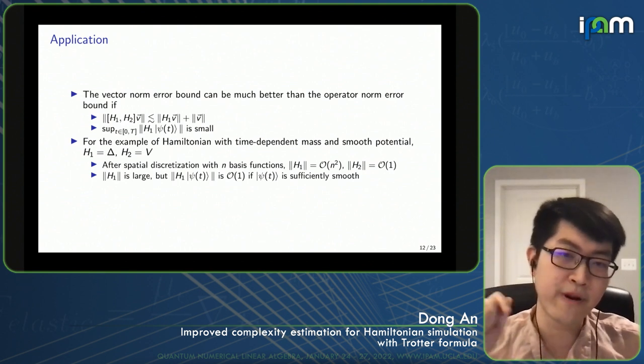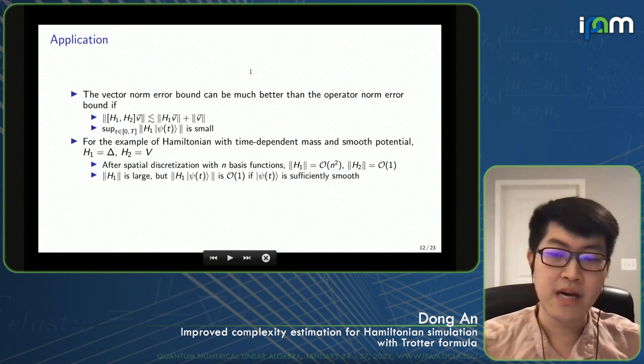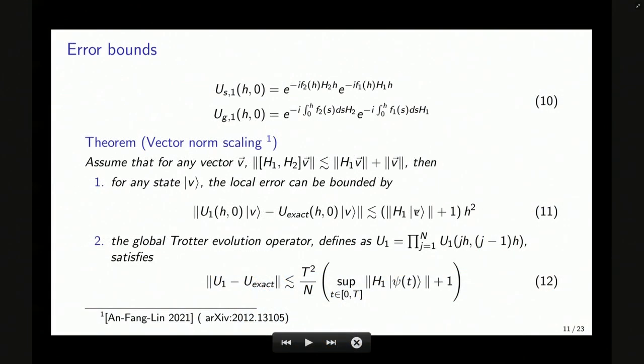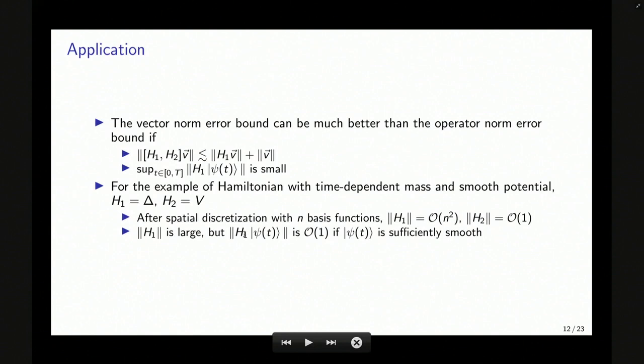But remember that in the previous theorem, the error bound basically depends on the norm of H1 acting on my solution. Now in this example, H1 acting on my solution is the Laplacian operator acting on my solution, so it is basically the second order spatial derivative of my wave function. Since we assume that my potential is smooth, the wave function is also smooth, so the second order derivative of my wave function can be bounded. In particular, it is bounded independent of the spatial discretization.